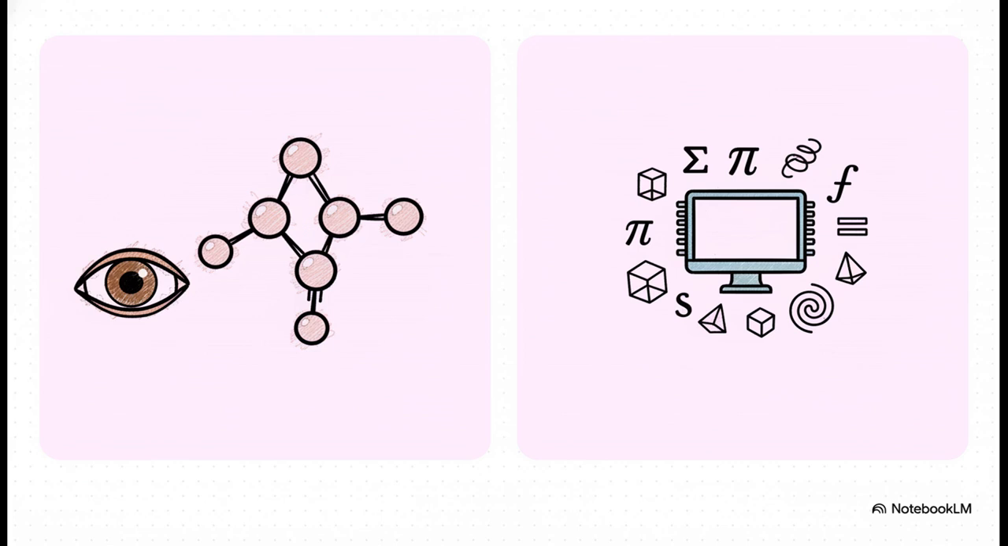But check out the right side. The computer view is completely different. It requires numbers, symbols, mathematical representations. You can't just take a JPEG of a molecular drawing, feed it into a standard machine learning model, and expect it to do anything useful. Without converting that drawing into math, training an AI is just a non-starter.